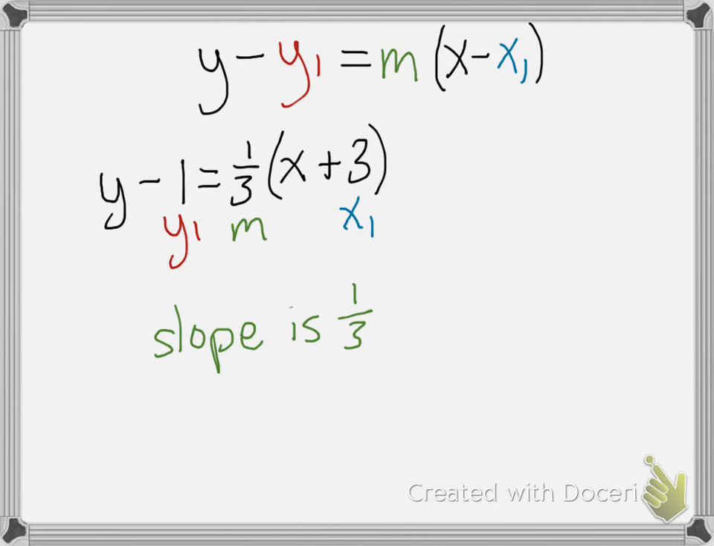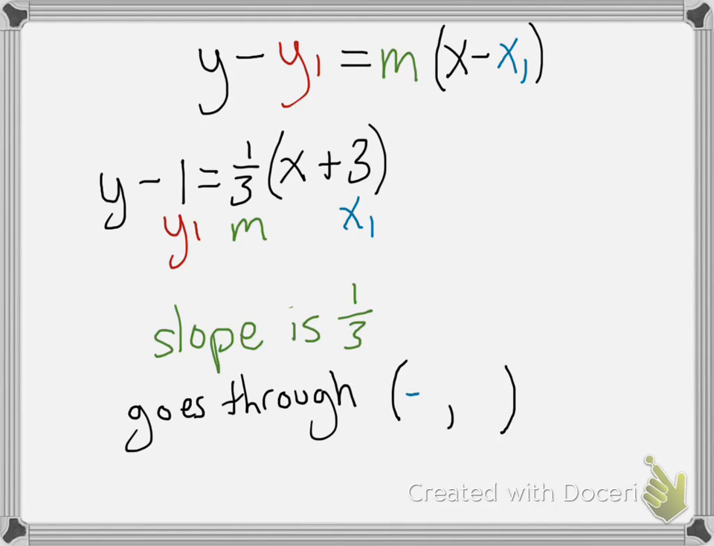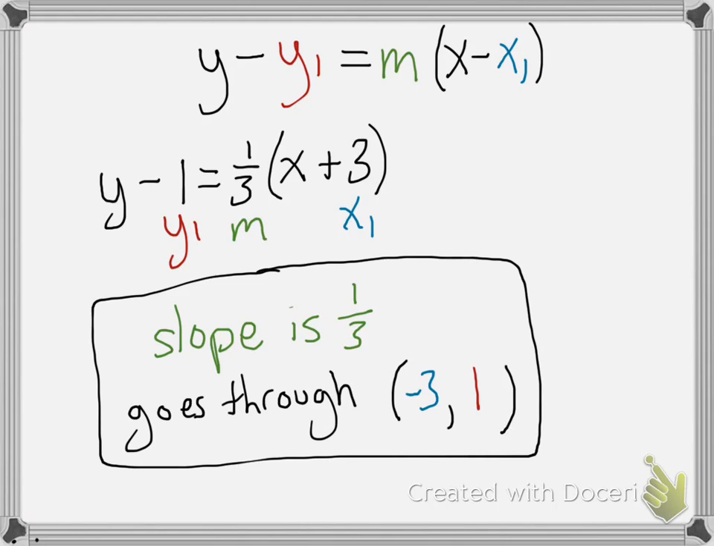Our point is going to be, the x value of our point is what we're subtracting from x, and the y value of our point is what we're subtracting from y. So this goes through the point -3, 1. Again, I am subtracting -3 from x. X minus -3 gives me that x plus 3. And I'm subtracting 1 from y. Y minus 1. Okay? It's almost as if when I pull out my x and y value from the equation, I have to flip the sign, change the sign.